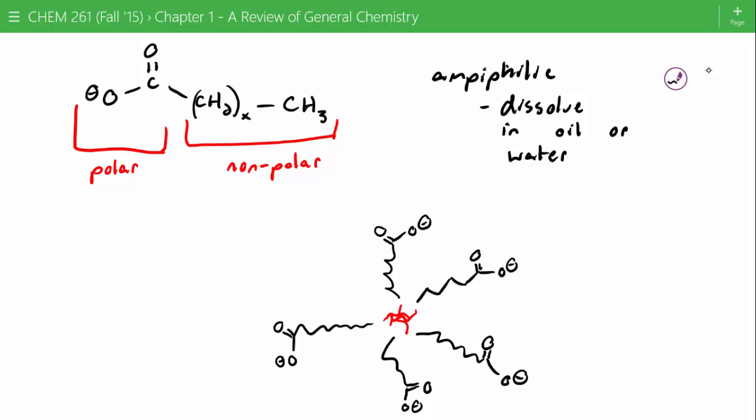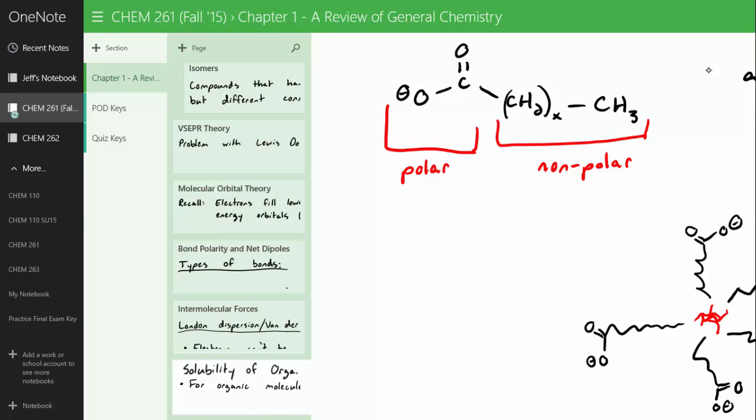All right, so we're going to change gears to chapter 2. Hopefully you guys had a chance to work on a lot of your Sapling problems over the weekend. Chapter 2 is really getting into the heart of organic chemistry here. So chapter 2, the first thing we're going to talk about is molecular representations.